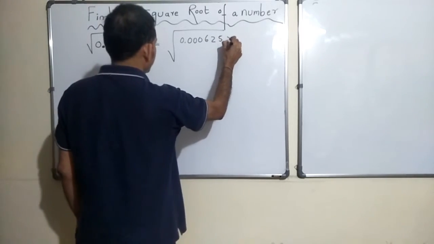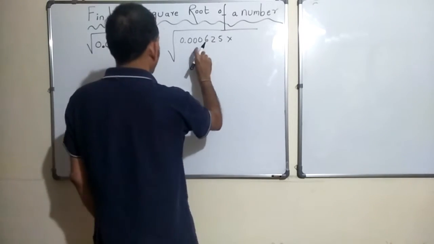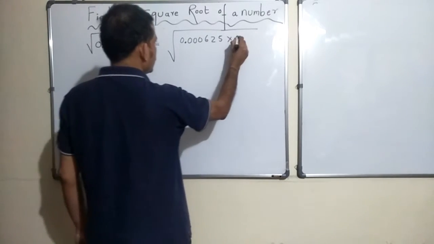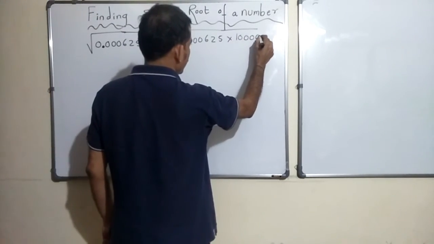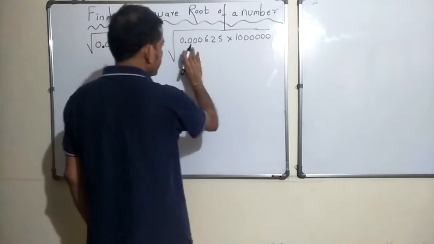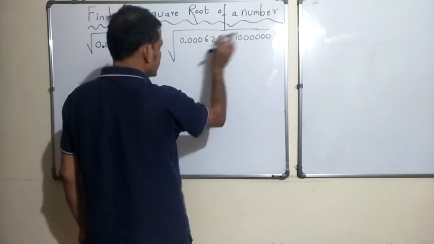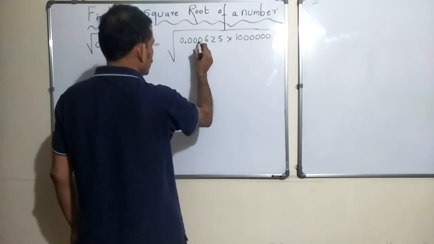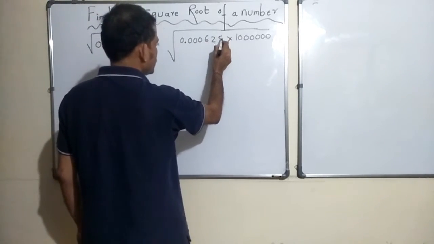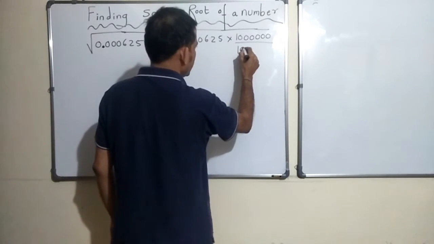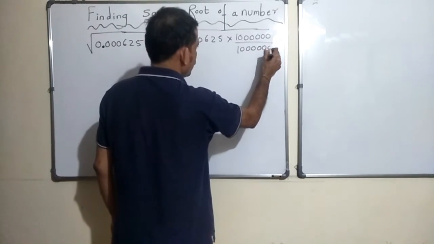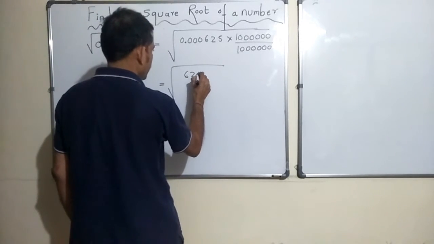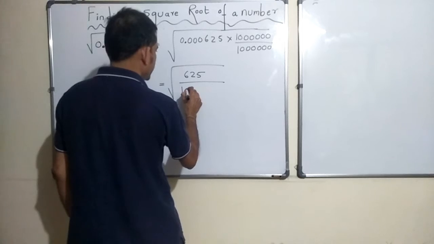Okay, so can I not write it as 0.000625 into, I don't want the decimal in the numerator, so I should multiply with 1 followed by 6 zeros, 1, 2, 3, 4, 5, 6, because then the decimal would land after the 5. But then I also divide by 1 followed by 6 zeros. Okay, so the numerator becomes what? 625.